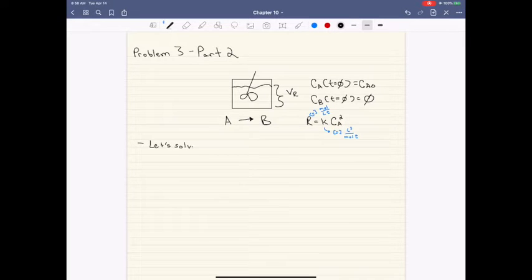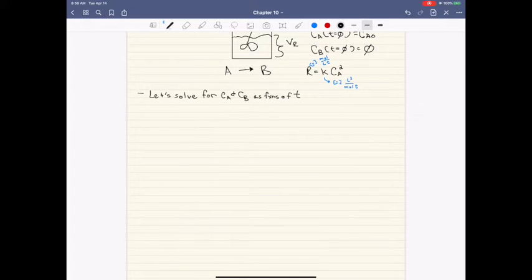In any case, for this problem, what we want to do is solve for the concentrations of A and B as functions of time, t. Okay? So to do this, we're just going to proceed through our transient material balances and manipulate them in such a way that we can solve for Ca and Cb. So let's start first with the material balance for species A.